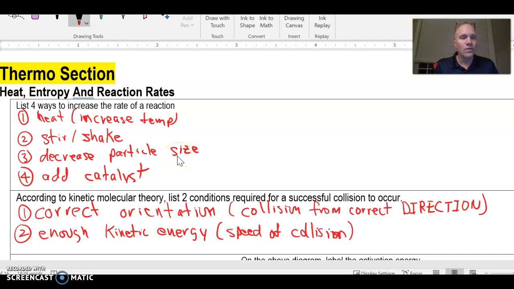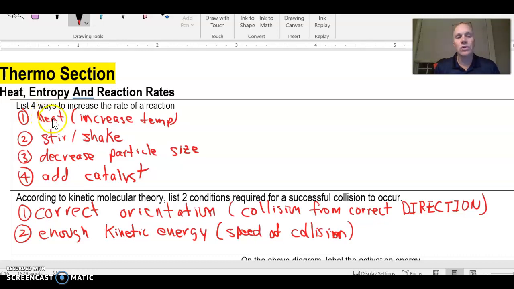Hey, in this video, I want to go over the answers to the review for the thermochemistry section. All right, the first question is, list 4 ways to increase the rate of a reaction. So basically, if you've got a chemical reaction going on, what are some things that you could do to make the reaction go a little bit quicker?